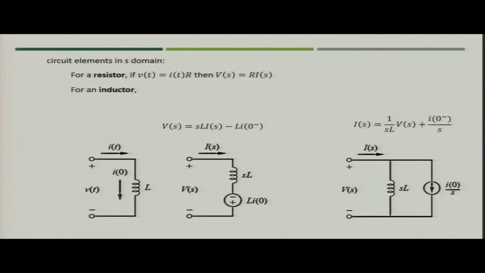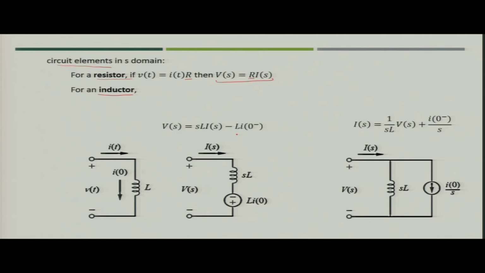Now, while doing the circuit analysis using Laplace transform, how do we transform the circuit elements from time domain to S domain? For a resistor, there will not be any change. So, the value of R in time domain will remain R in S domain also. So, v(t) = i(t) R, that is Ohm's law, will become V(s) = R I(s) in S domain. The changes would be there in case of inductor and capacitor, because these are the energy storage elements.